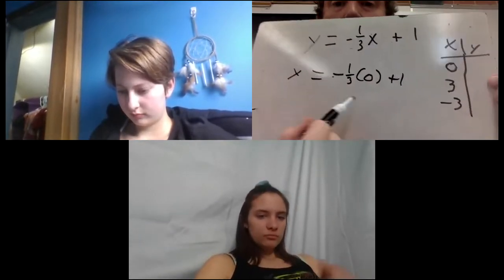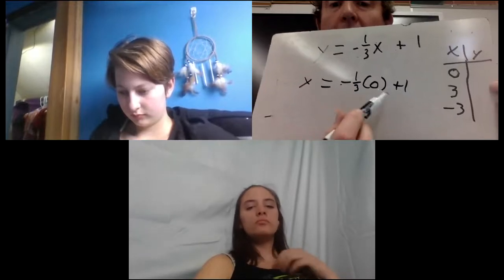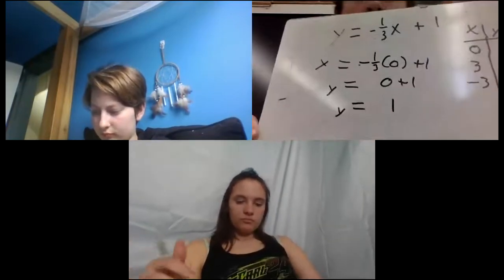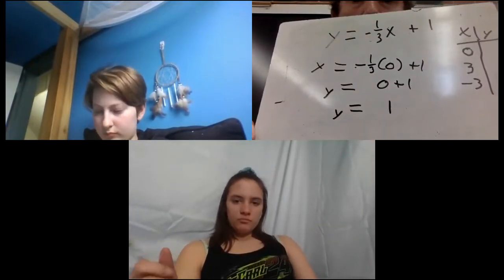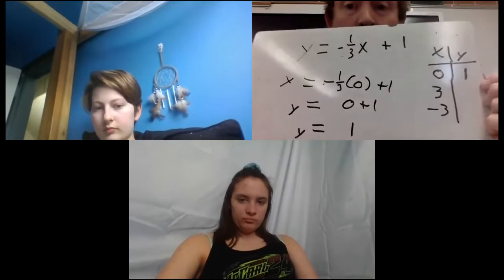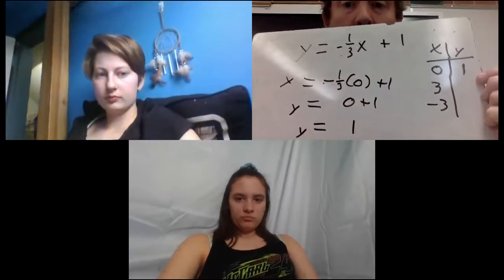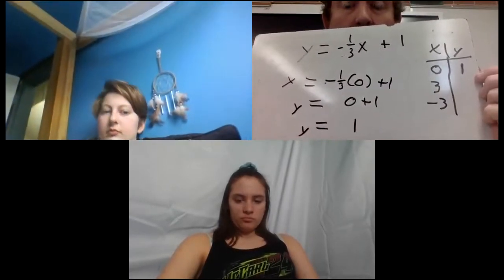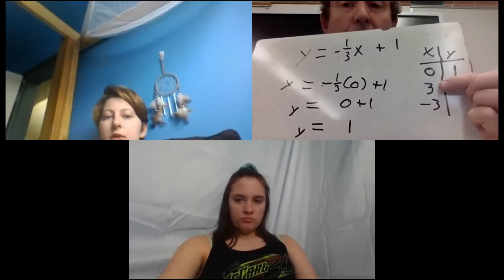So when we do that, 0 times anything is 0. And so that gives me 0 plus 1. So y will equal what? 1, right? So on my first ordered pair, it's 0, 1. Okay? Everybody see that? Now, what do I do with this 3 here? Tell me.